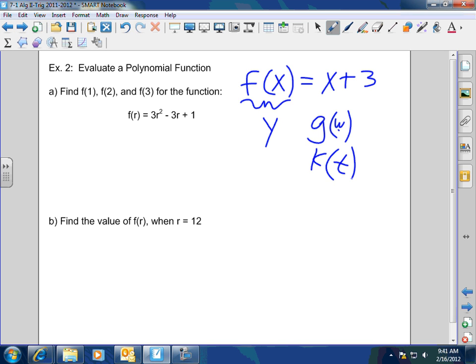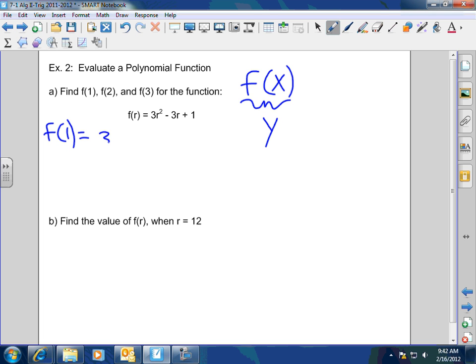K of t, this is function k with independent variable t. Does that make sense, guys? So don't be scared of function notation. We've gone over that already. All right? Now, let's go ahead and find f of 1 here. What do we got? 3 times 1 squared minus 3 times 1 plus 1 is going to be 3 minus 3 is 0 plus 1. Excellent. Okay, how about f of 2?